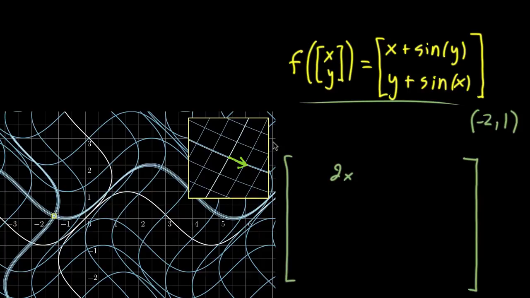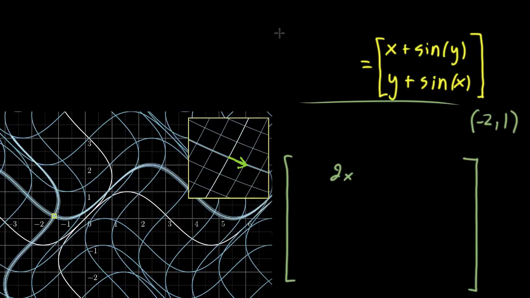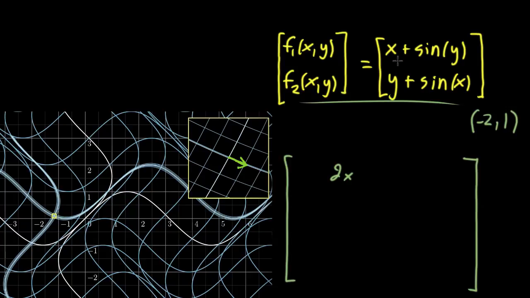And to be able to represent this in a nice way, what I'm going to do is instead of writing the entire function as something with a vector-valued output, I'm going to go ahead and represent this as two separate scalar-valued functions. I'm going to write the scalar-valued functions f1 of x, y. So I'm just giving a name to x plus sine y, and f2 of x, y. Again, all I'm doing is giving a name to the functions we already have written down.